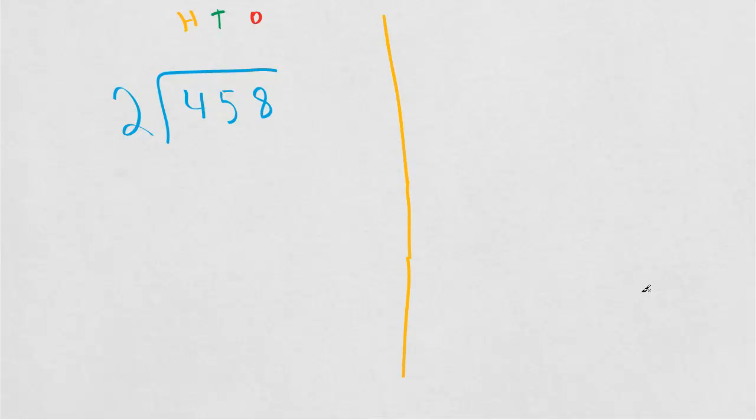Okay. And again, we have two people. So there's one, person two. So 2 people, 458 items. We're going to start big picture, look at our hundreds. So we say, how many times does 2 go into 4? Well, 2 goes into 4 twice. I don't think I even need to show you the factors on that. That's pretty simple. 2 goes into 4 twice.